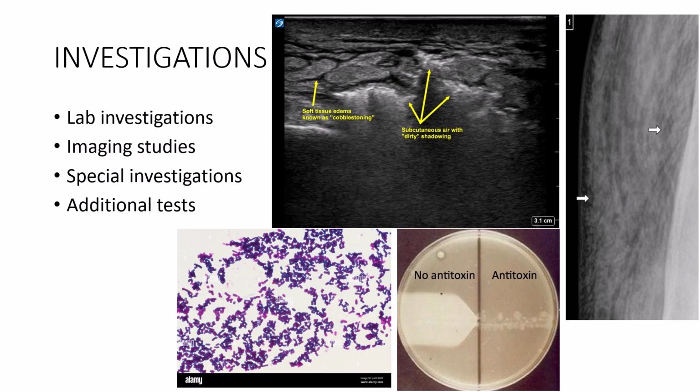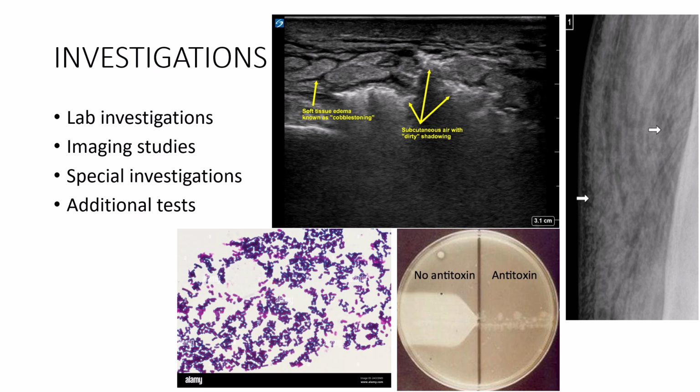Okay, so now we'll go for the lab investigations. The lab investigations that we're going to do, if it is a bacterial cause, firstly we'll go for CBC. When we see the CBC, we'll be finding that leukocytosis has occurred due to the infection.